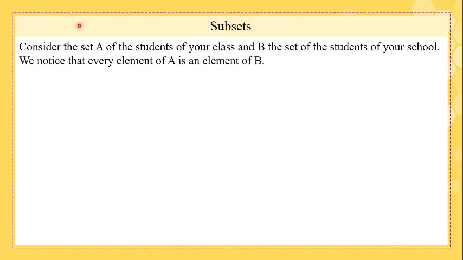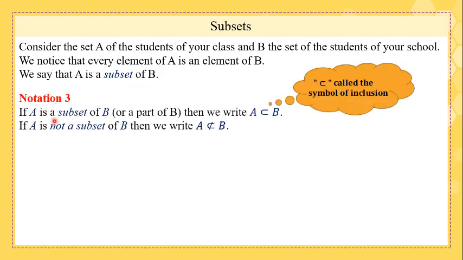Subsets. Consider the set A of the students of your class and B the set of the students of your school. We notice that every element of A is an element of B. Then we say that A is a subset of B. Notation 3. If A is a subset of B or a part of B, then we write A is included in B. This symbol is called the symbol of inclusion. If A is not a subset of B, we write A is not included in B.